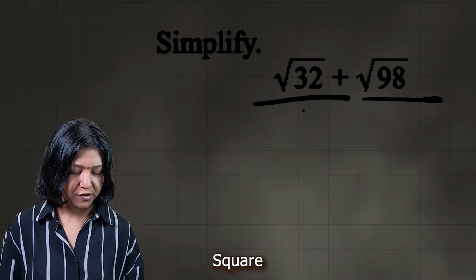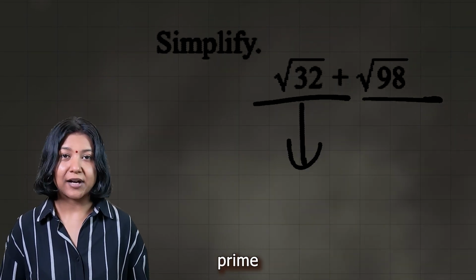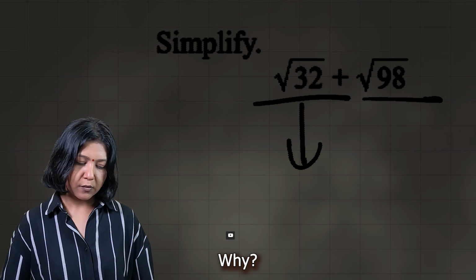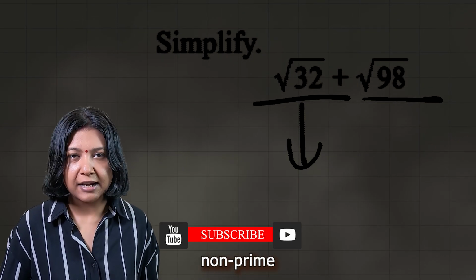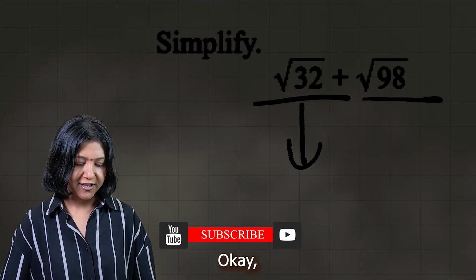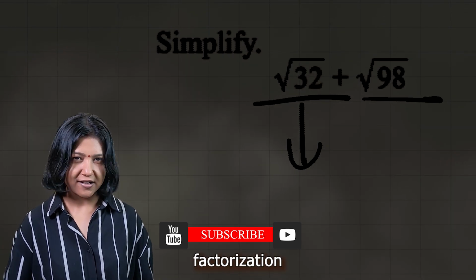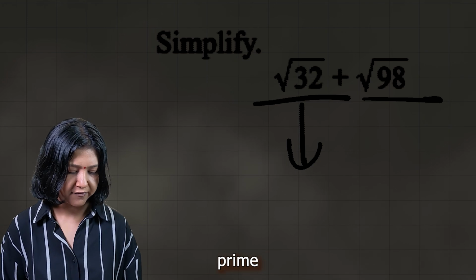So how to solve it? Square root of 32, as I told you, prime factorization is the key. Why? Because prime numbers are actually capable of bringing any non-prime numbers into their form. Okay, so let's see how to prime factorize 32. I think you already know how to prime factorize.